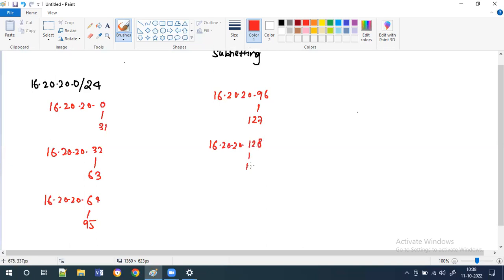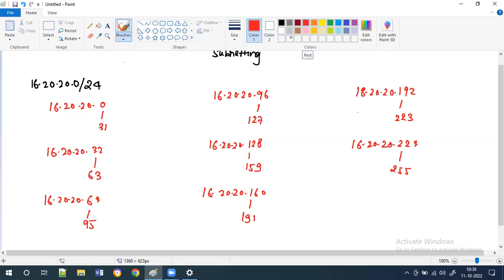Then 16.20.20.128 to 159. 16.20.20.160 till 191. The next is 16.20.20.192 till 220. Then 16.20.20.224 till 255. Right? And we also understood the /27. If you recall the diagram, in total we need 8 networks.